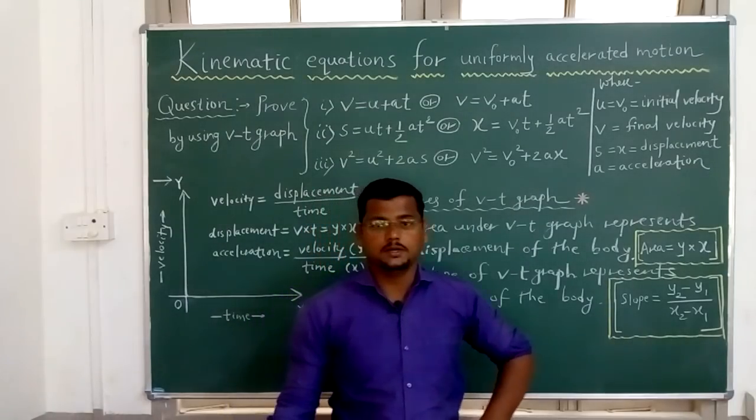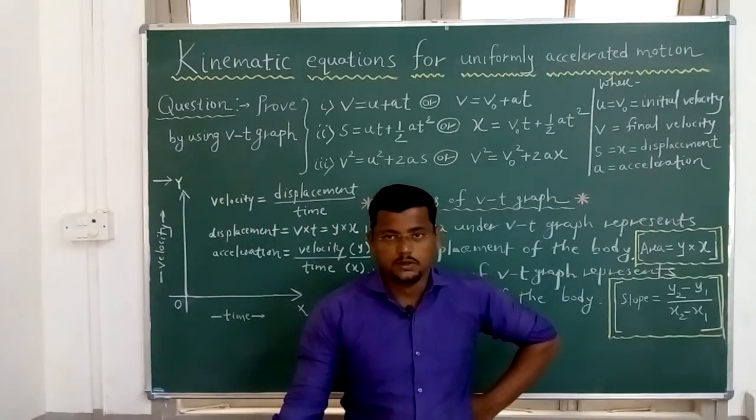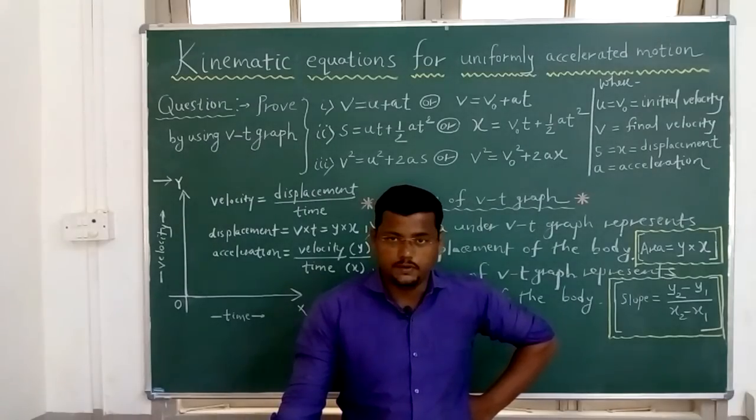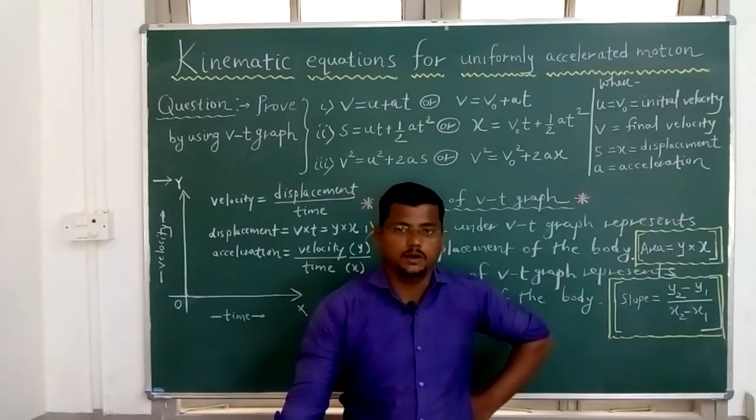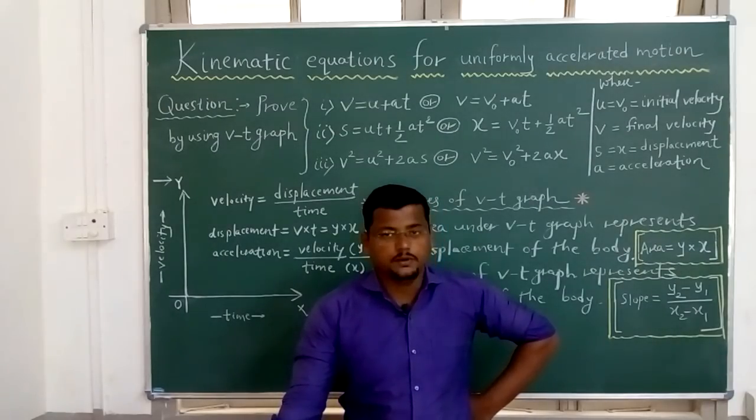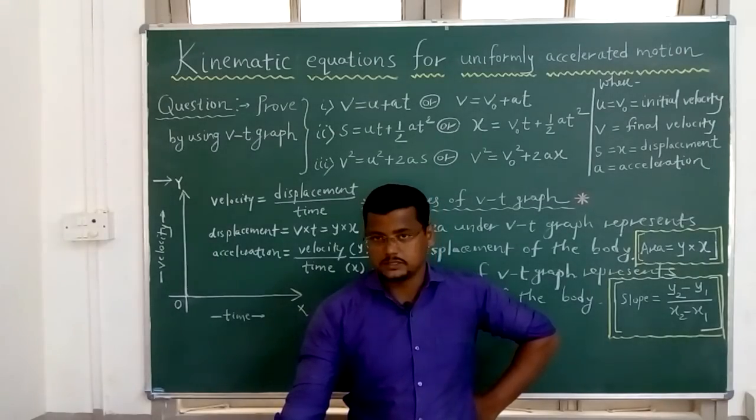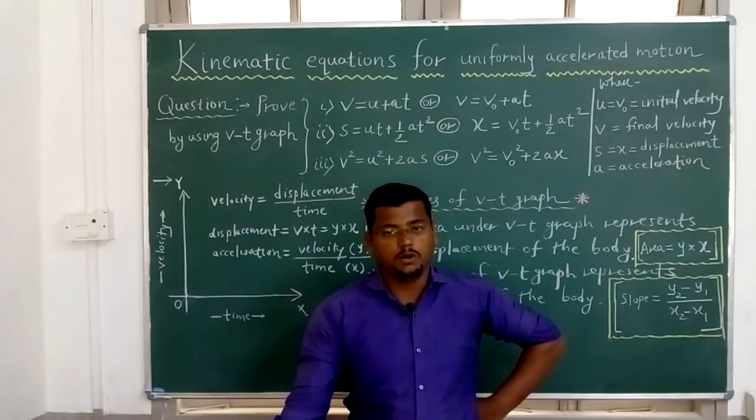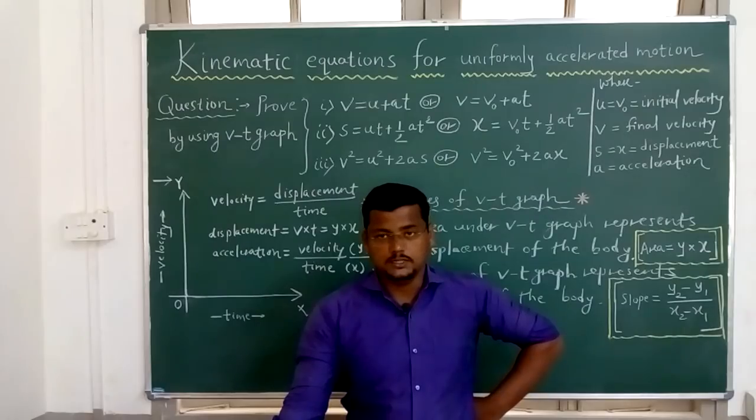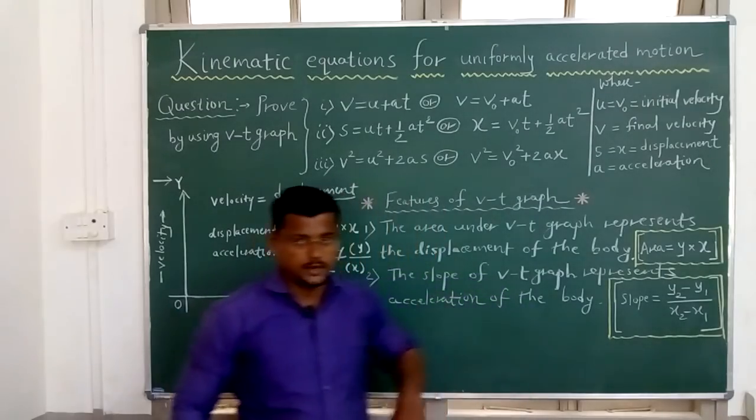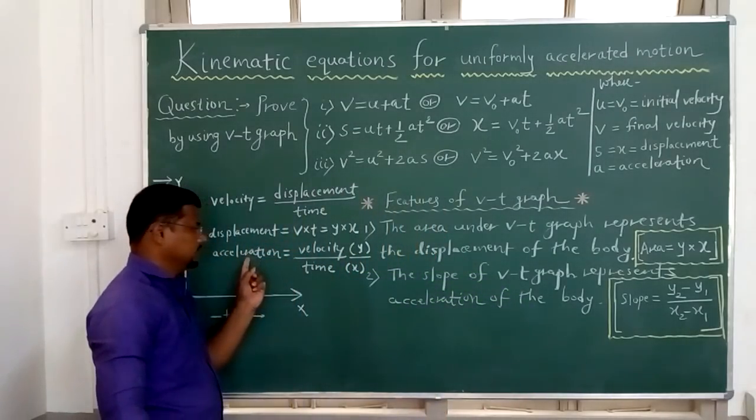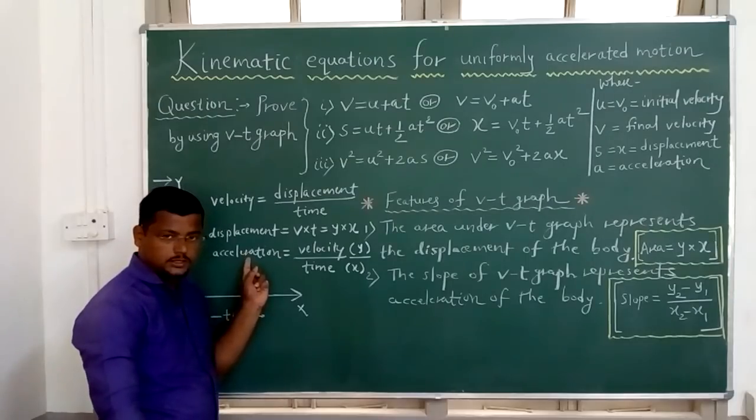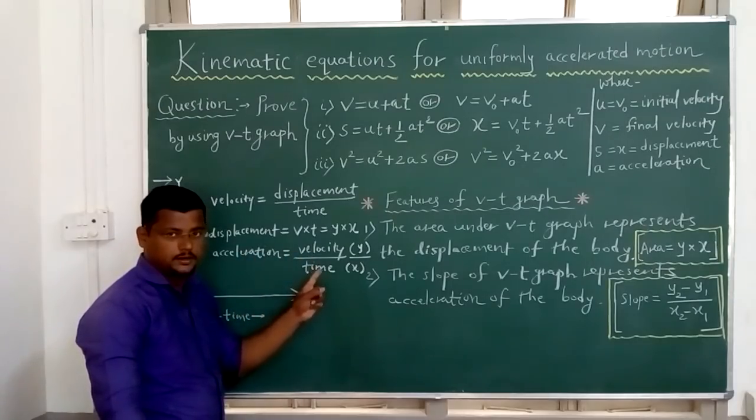After that, we have seen the concept of acceleration. The acceleration of the body is defined as the rate of change of velocity. Means whenever the velocity of the body changes with respect to time, you will get the acceleration. So what is the formula of acceleration? It is change in velocity divided by time. I can write here, acceleration is equal to change in velocity divided by time.